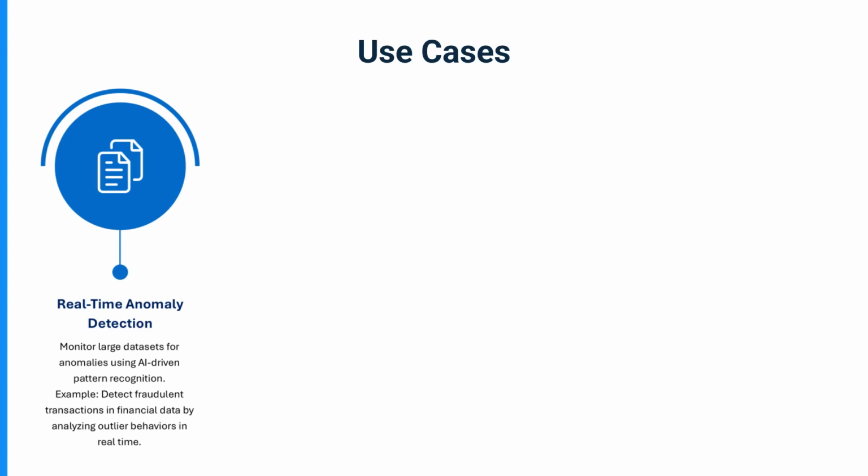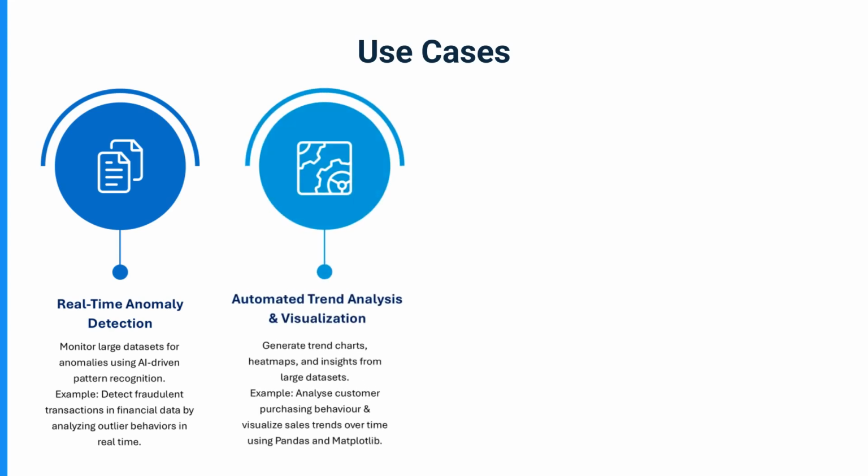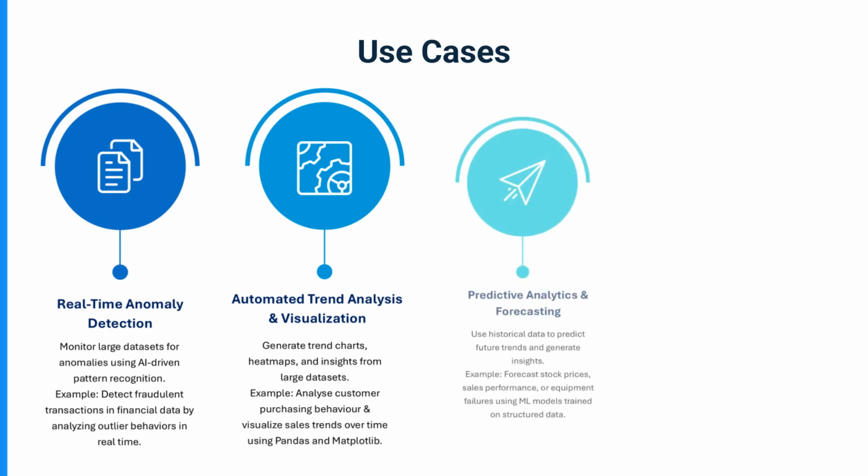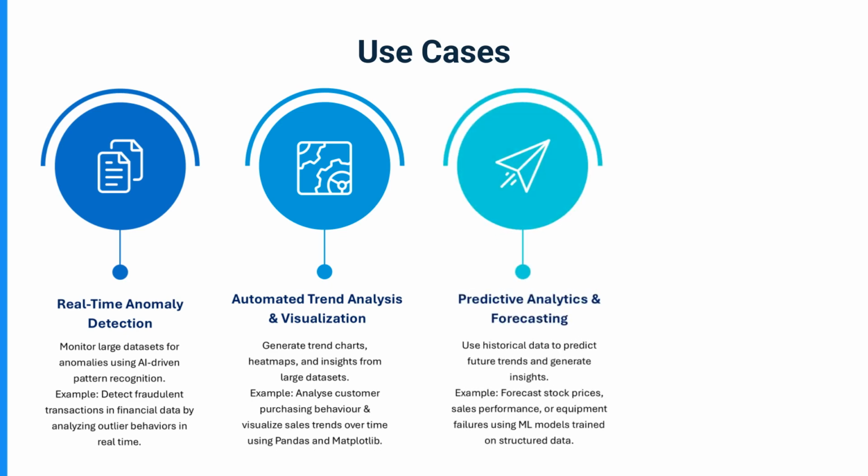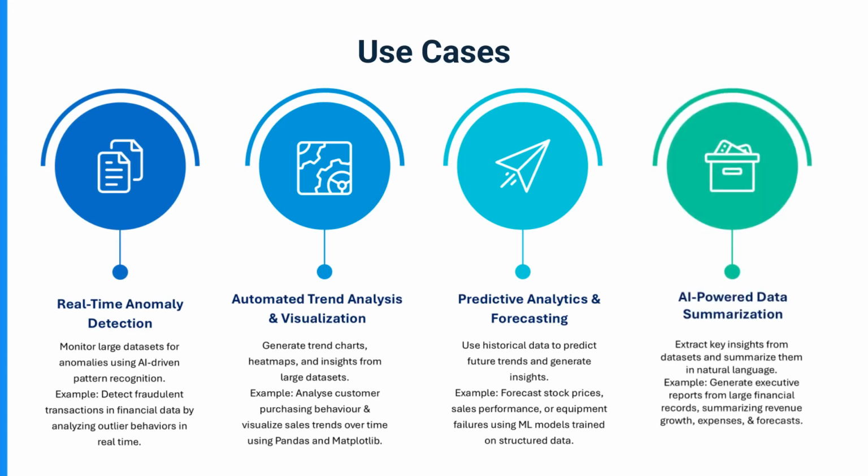Its use cases include real-time anomaly detection, where it monitors large datasets using AI-driven pattern recognition, for example, identifying fraudulent transactions based on outlier behaviors. It also supports automated trend analysis, generating visual insights like heat maps and charts to track customer purchasing patterns. Additionally, it enables predictive analytics by forecasting outcomes such as stock prices or equipment failures using machine learning models. Finally, it powers AI-driven summarization to convert complex datasets into clear, natural language reports for executives and decision-makers.